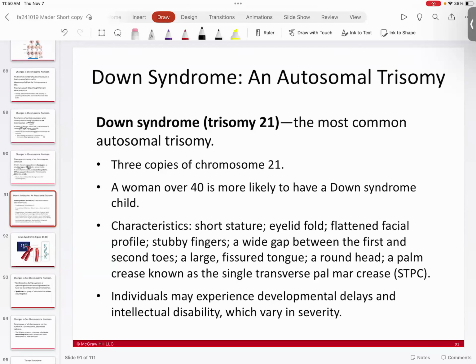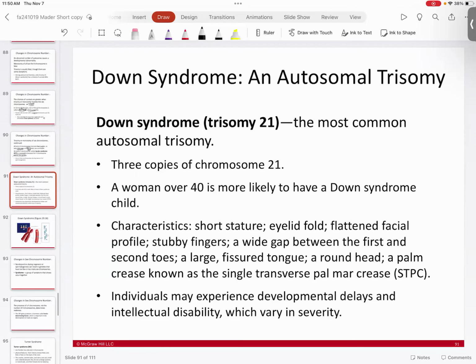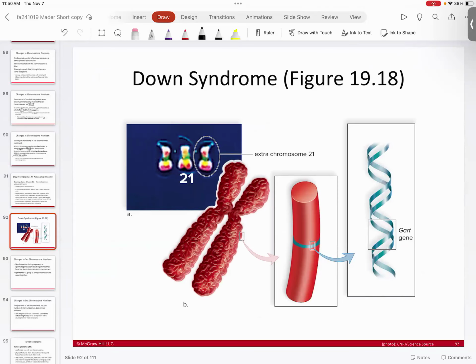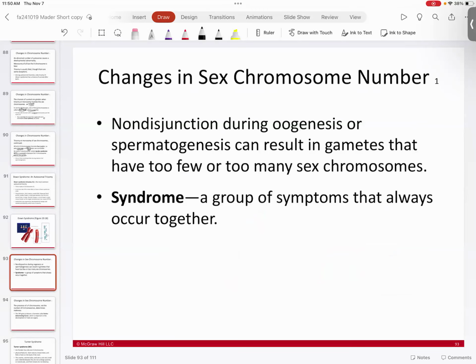And so oftentimes what will happen is with the Down syndrome, you'll have short stature, eyelid folds, flattened facial profile, things of that nature. And a lot of times they'll have developmental delays, intellectual disability, things of that nature, to varying severities. And they'll typically have a shortened lifespan as well. Now, this is because of an extra 21. That's usually an aneuploidy, which is a general term for all increases or all extra or missing chromosomes.